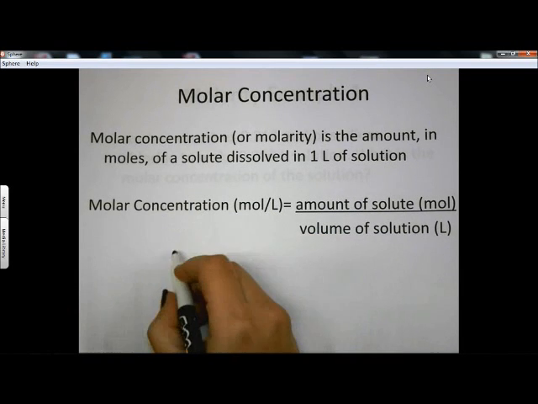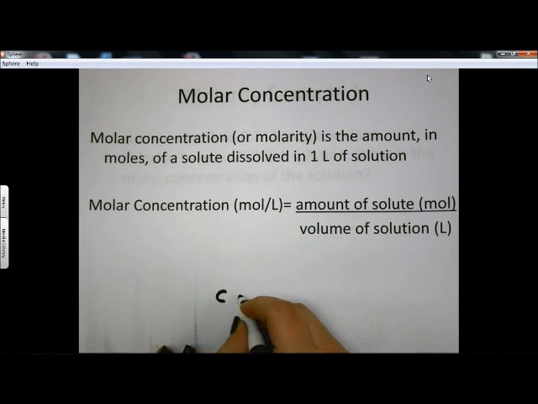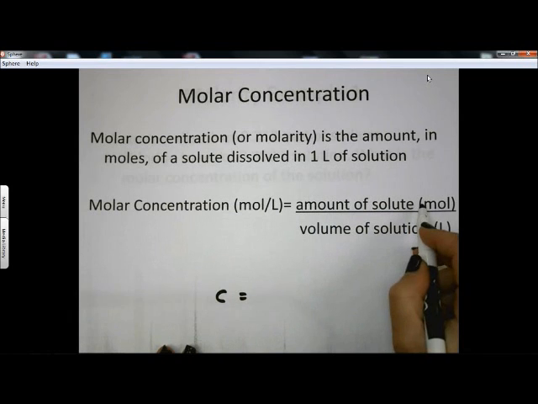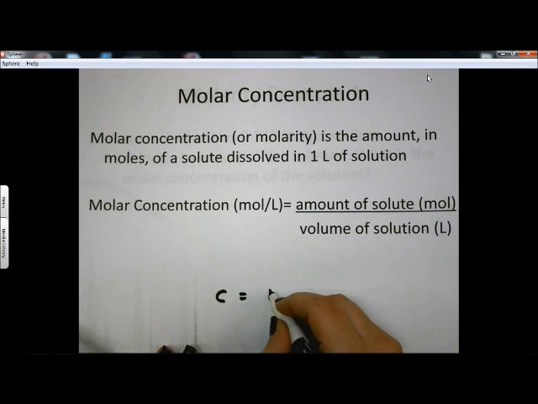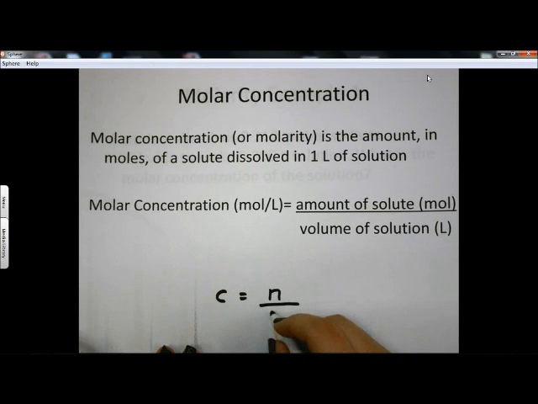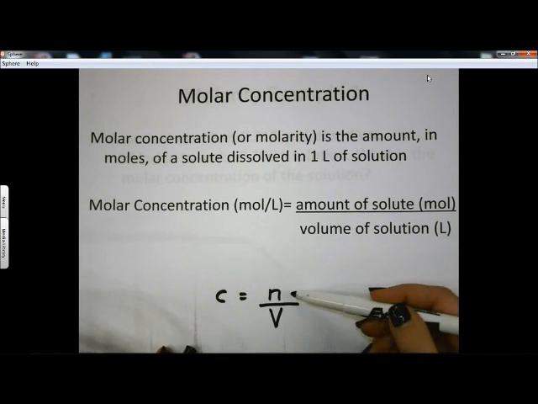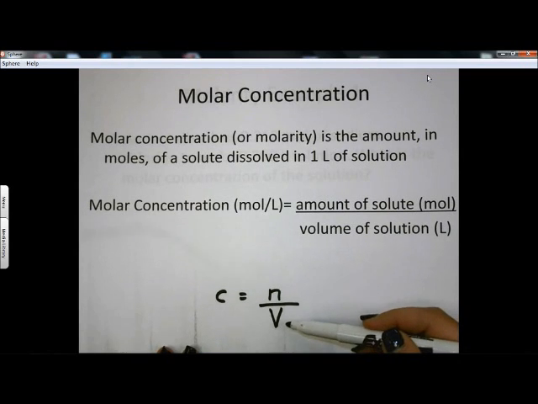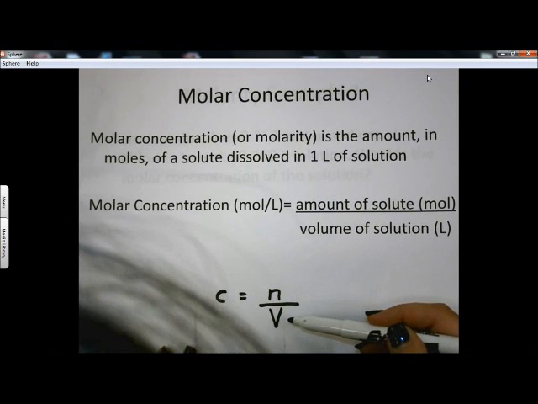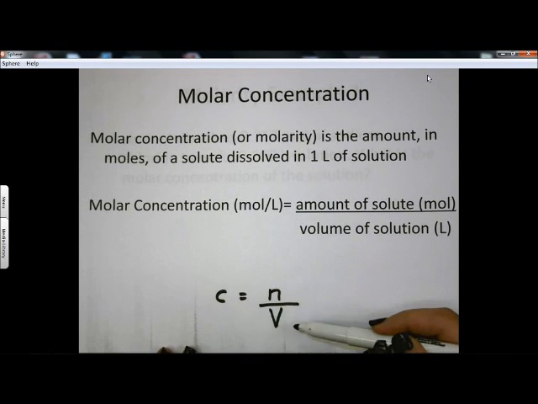Sometimes we give this a symbol C, equal to the amount of solute in moles, often shorthanded n, divided by the volume of the solution. So molar concentration equals the amount of the substance that we're dissolving in moles divided by the volume of the entire solution in liters. Got to be in moles, got to be in liters. Concentration is in moles per liter.